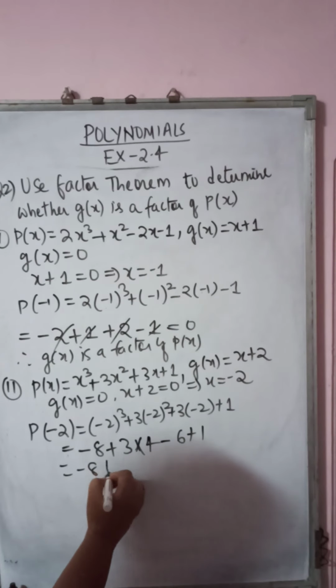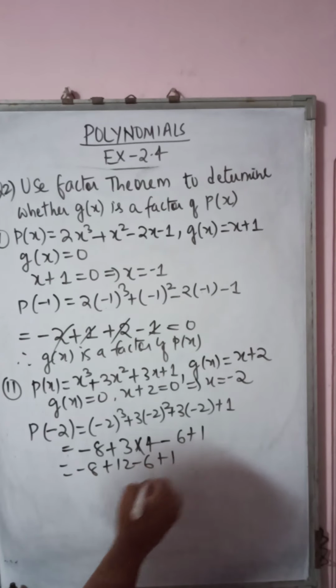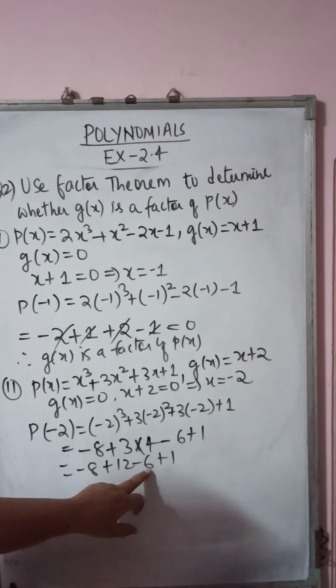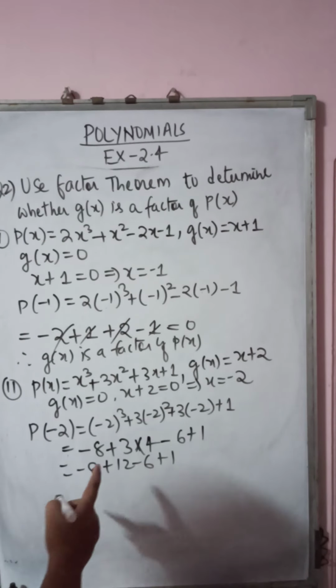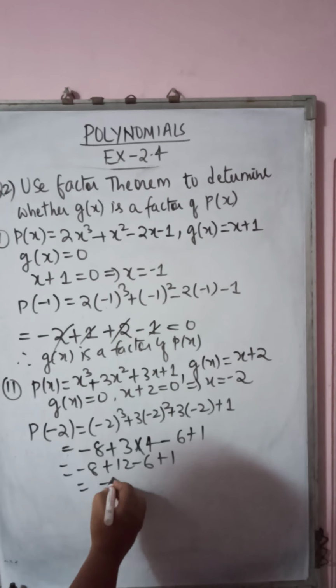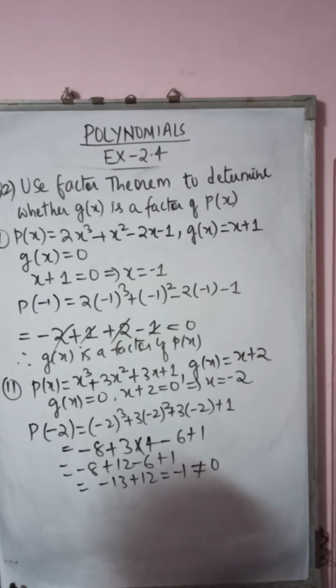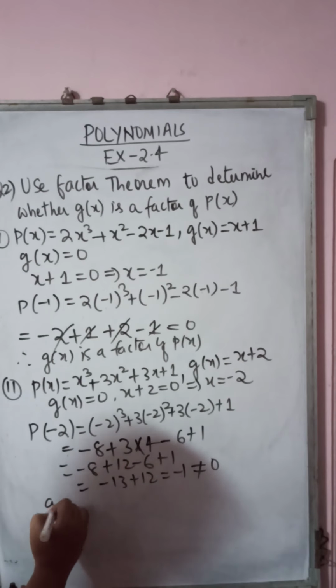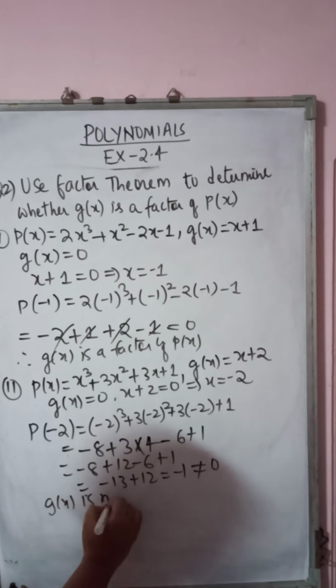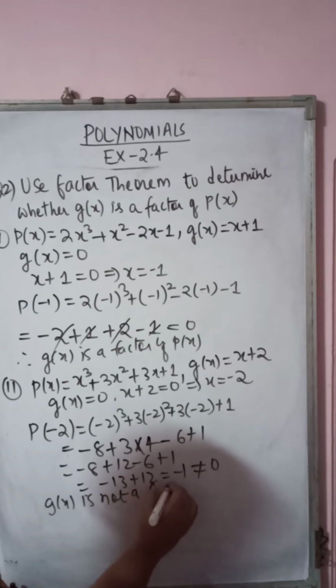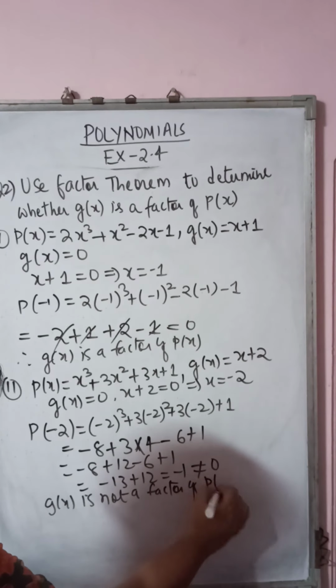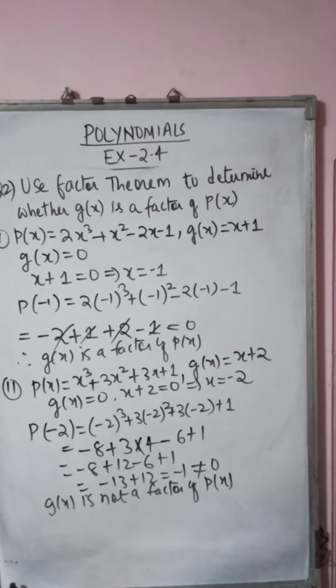So minus 8 plus 12 minus 6 plus 1. Minus 8 minus 6 is minus 14. Minus 14 plus 1 is minus 13, plus 12 is equal to minus 1, which is not equal to 0. So you can say that g(x) is not a factor of p(x).